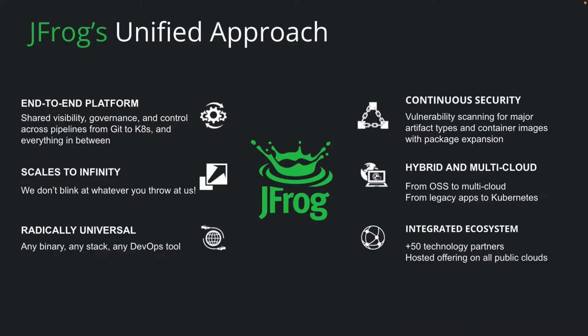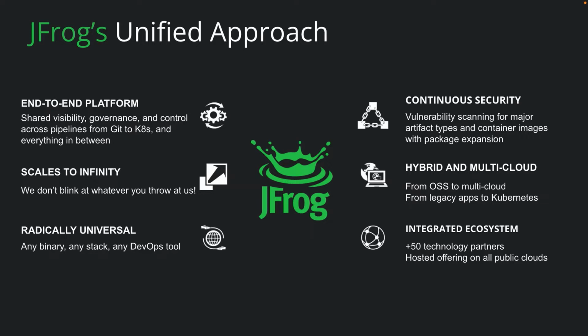So let's talk a bit about the JFrog platform. We're trying to provide an end-to-end platform that gives you the ability to control everything in one place, from your pipeline to your distribution. We can also scale up very quickly. We support HA and different environments, so we can easily scale up and add more and more nodes according to our needs. We're super universal, so we can support any binary, any stack, and any DevOps tool, and I'm going to show you some of these practices during this session.